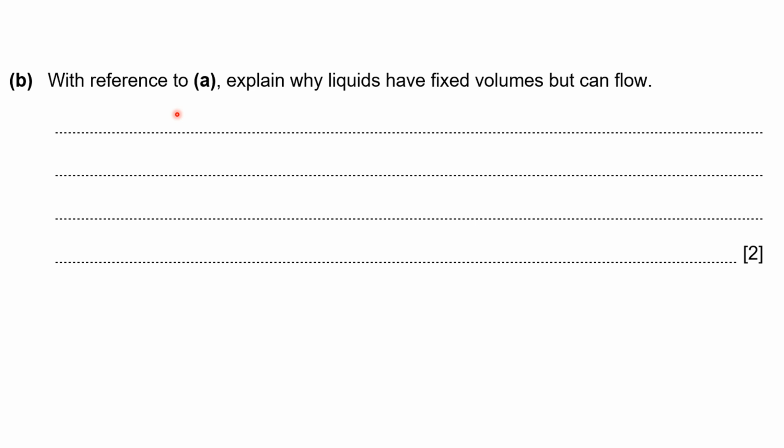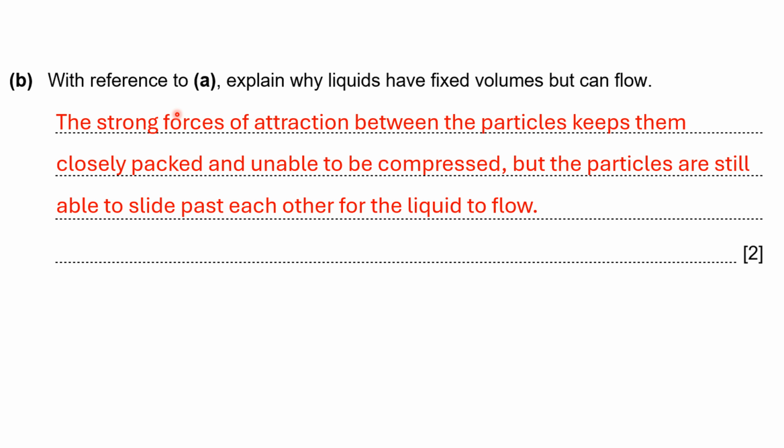So for 7b, explain why liquids have fixed volumes but are able to flow. So this is because even though we have very strong forces of attraction between the particles that cause them to remain closely packed and unable to be compressed, they're not strong enough to be fixed in their positions. So this means that the particles are able to slide past each other, and the liquid can flow and change its shape because the particles are able to move. The shape of the liquid is not fixed, therefore, okay, the liquid can flow while keeping its fixed volume.